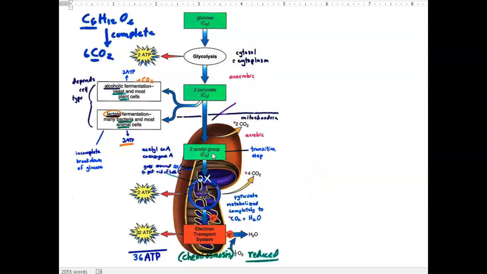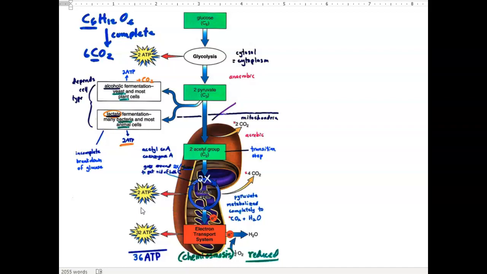Coenzyme A goes into the Krebs cycle, which goes around twice. It's also in the matrix of the mitochondria. Here, the glucose is completely broken down by the release of 4 carbon dioxides. The process going around twice makes 2 ATPs through substrate phosphorylation.